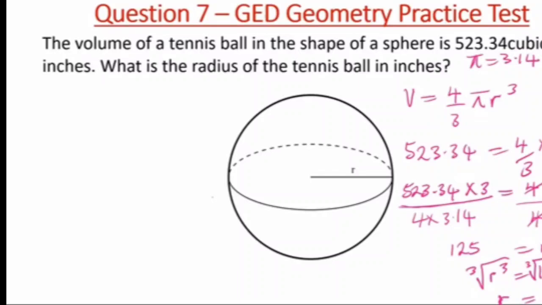I've done a video on powers and roots. You should watch that video. I think I used the calculator to teach how to find cube roots and all that, so that video would help you. I will leave the link in the description box for you to learn further. So the cube root of 125, when you use your GED calculator, you will get 5. So our radius here is what? 5 inches.